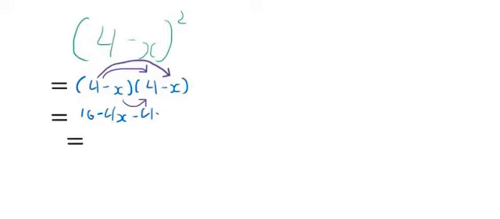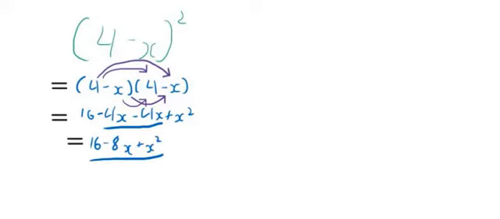Then minus x times minus x. And 2 minuses times each other make a positive. So it would be plus x squared. So simplify that down to 16 minus 8x. You have to add these two, or subtract, because they're minus, and then plus x squared. That is it for question 2.